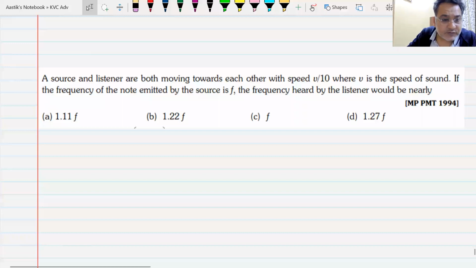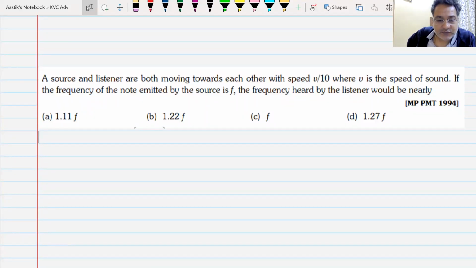This is the next one. The source and a listener are moving towards each other with speed v by 10, where v is the speed of sound. If the frequency of the note emitted by the source is f, what is the frequency heard by the listener? I'll give you 1 minute.